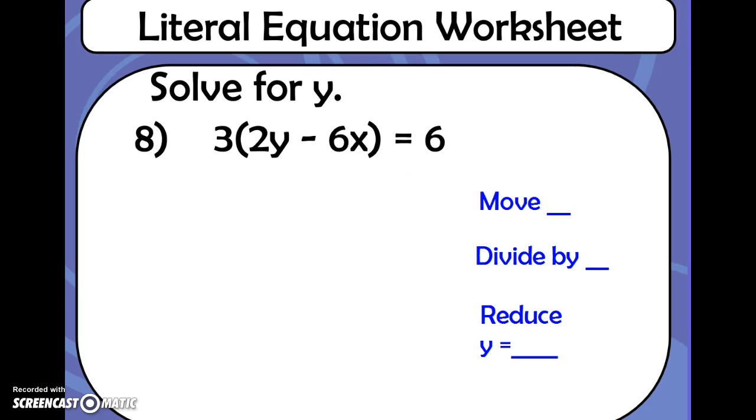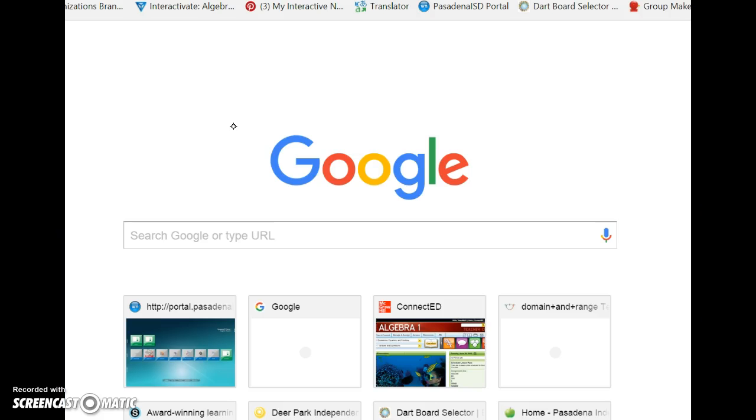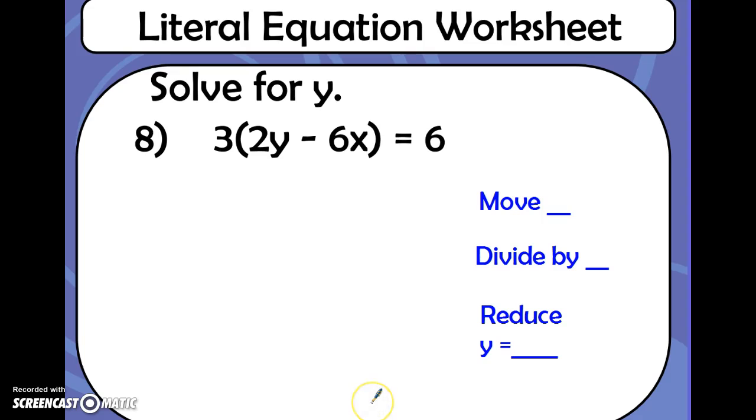Number 8 on your homework is where we have to distribute before we can move, divide, and reduce. So we're going to distribute the 3 to the 2y and to the 6x. So we have 3 times 2y is 6y. And we have 3 times negative 6x is negative 18x. Equals positive 6 on the right-hand side.